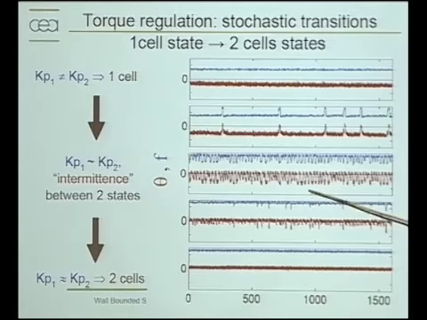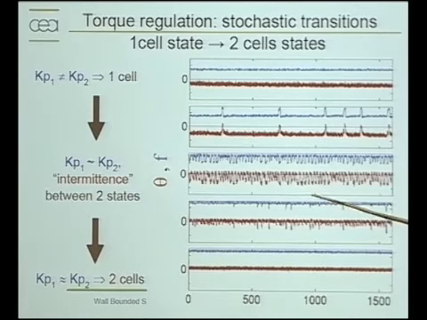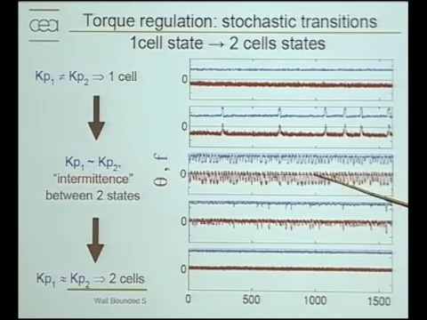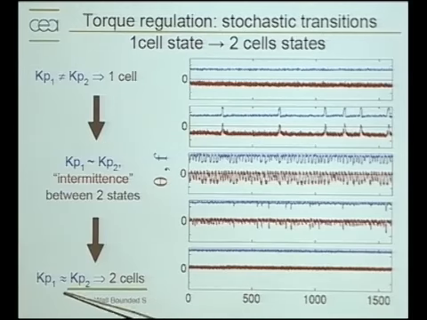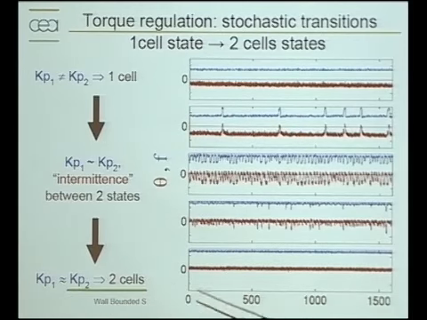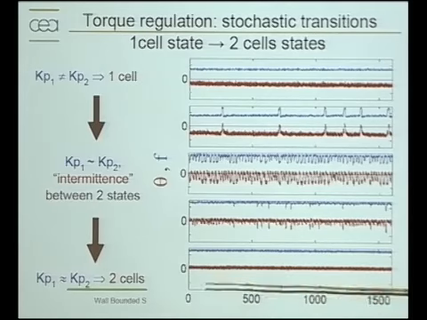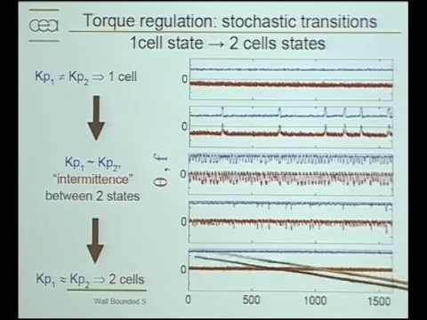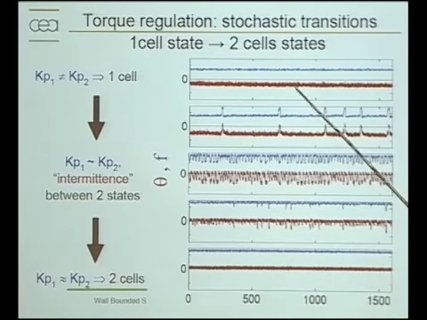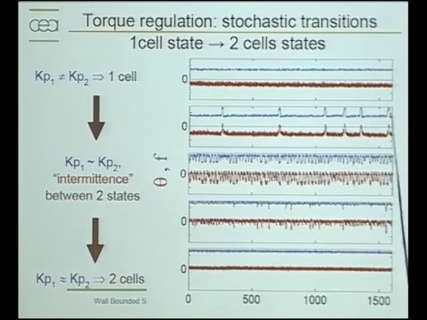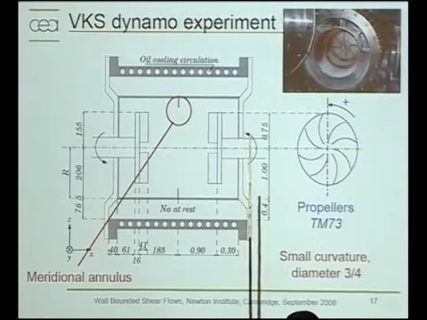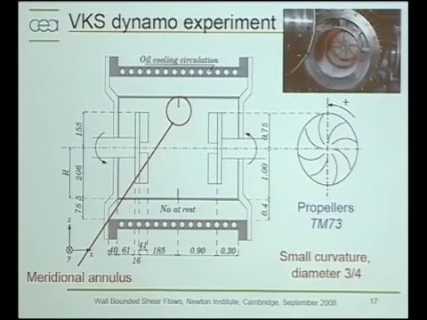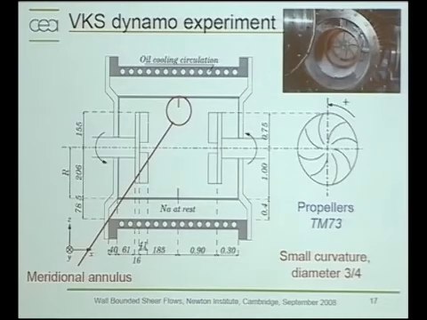Now, if your two torques are getting closer, what you see are these intermittent behaviors between the two states. The lower states correspond to the one-cell states, and the upper states to the two-cell states. And then, when the two torques are nearly equal, you end up with your symmetric state with your two cells like this. So you have this transition by changing the torque.